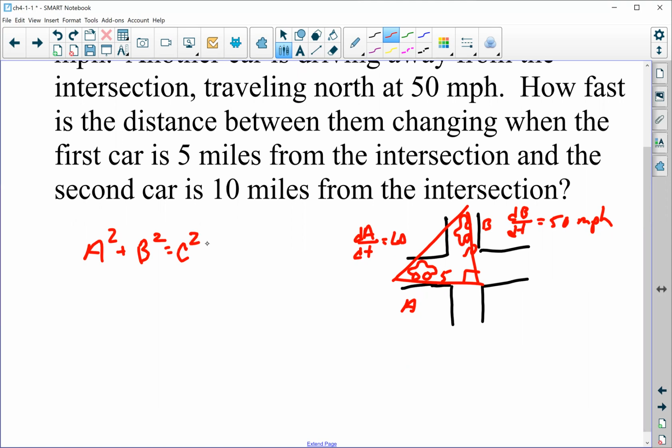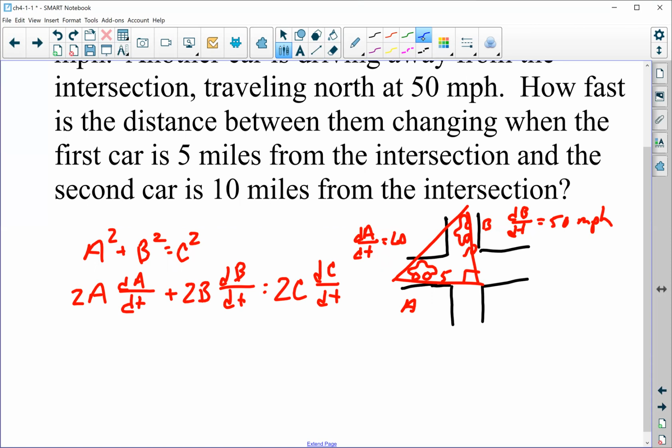And so the equation that we're going to use is a squared plus b squared equals c squared. Take the derivative. Derivative of a squared, 2a dA over dt, plus 2b dB over dt, equals 2c. If you wanted at this point, you could divide everything by 2 to get rid of those constants. That would work. Otherwise, you can leave them in there, and in solving the problem, the 2's will take care of themselves.